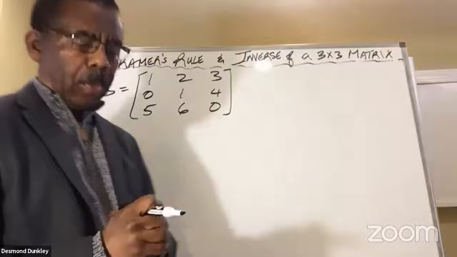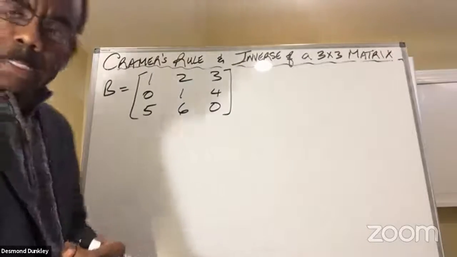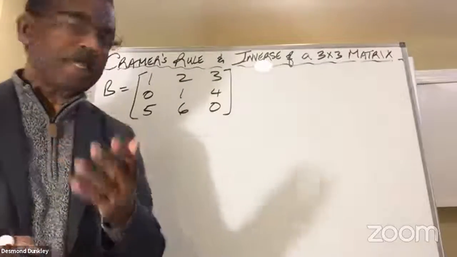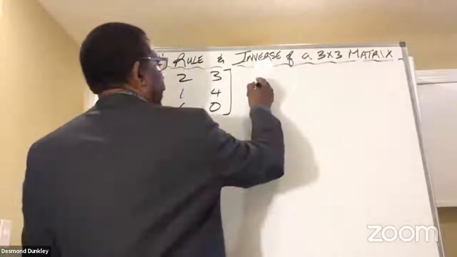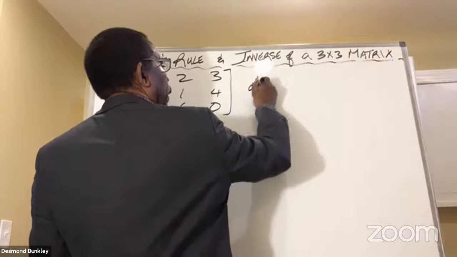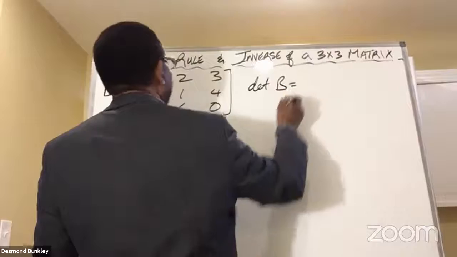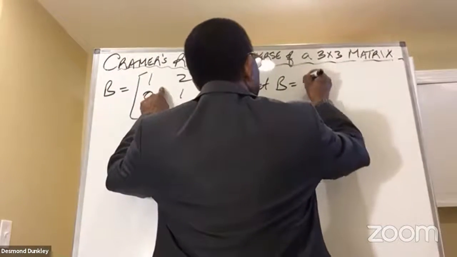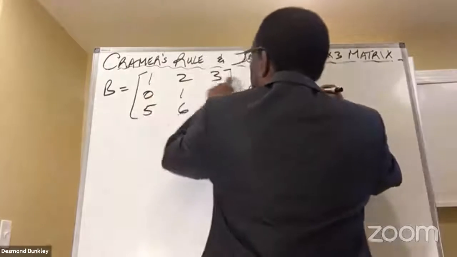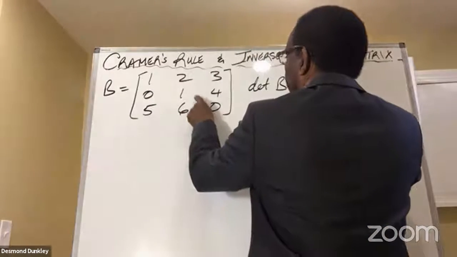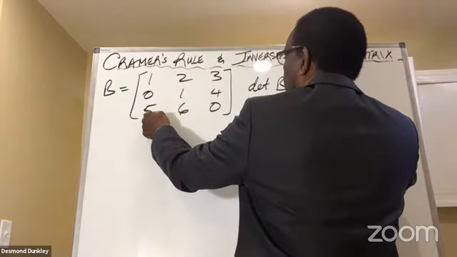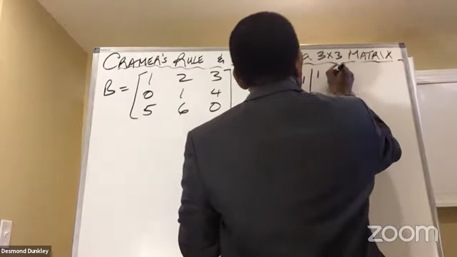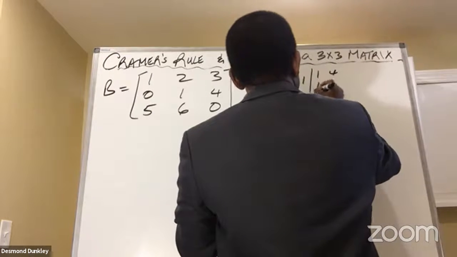Okay, so here we go. First step is to find the determinant. Okay, I'm going to say the determinant of B is obtained by taking 1 times the 2 by 2 matrix that is formed when you cancel this row, cancel this column. So it is 1, 4, 6, 0.